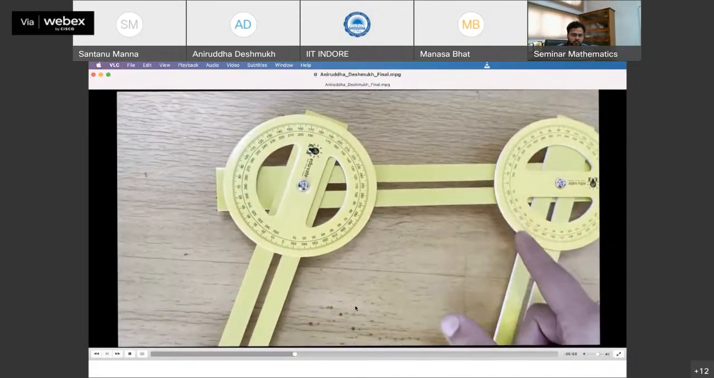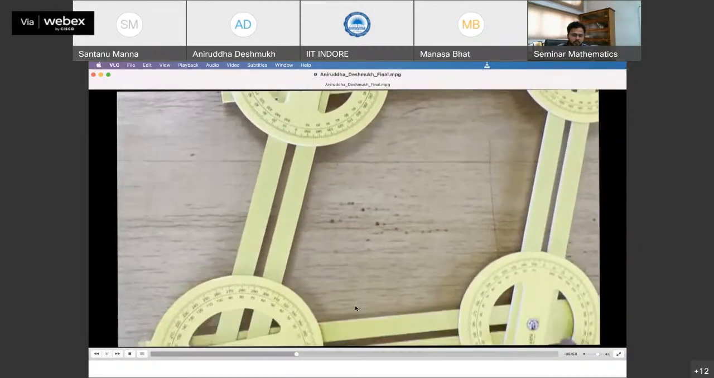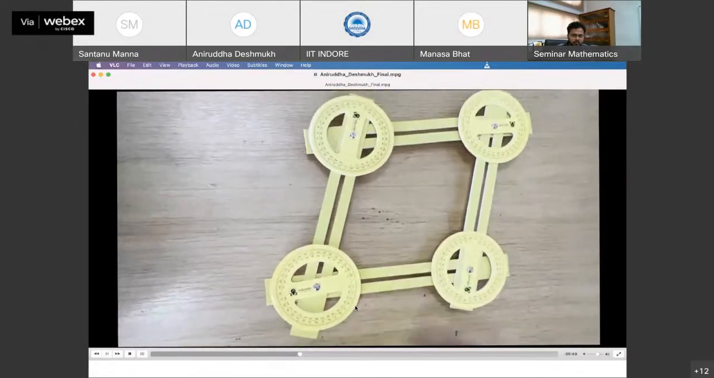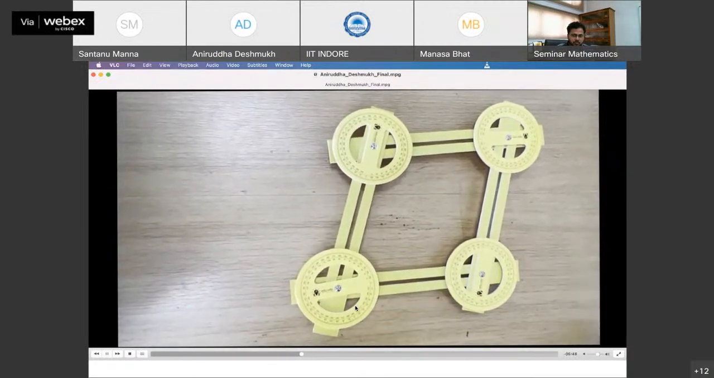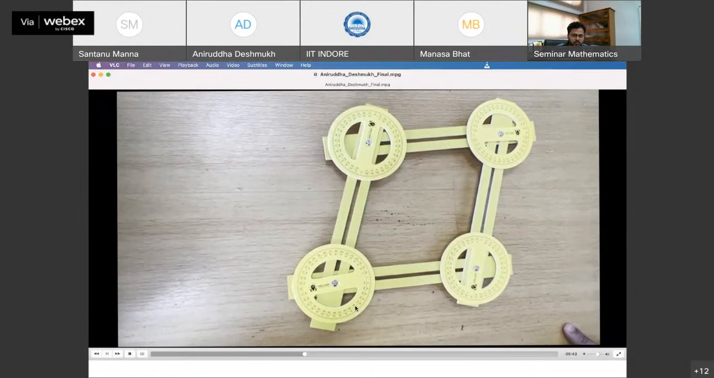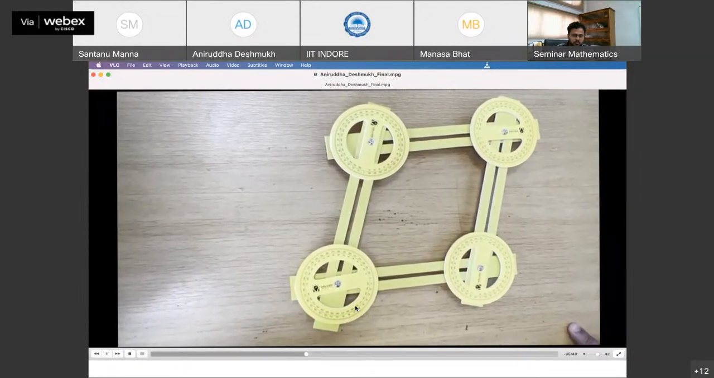Here it again goes from 0 to 70. And this one again goes from 0 to 110. So these two form 180, these two form 180. So all 4 together give us 360. So this is true for all quadrilaterals, and this is called the angle sum property of quadrilaterals.